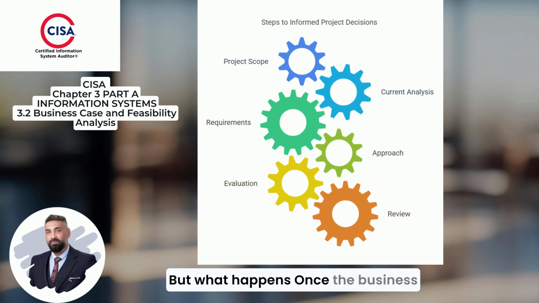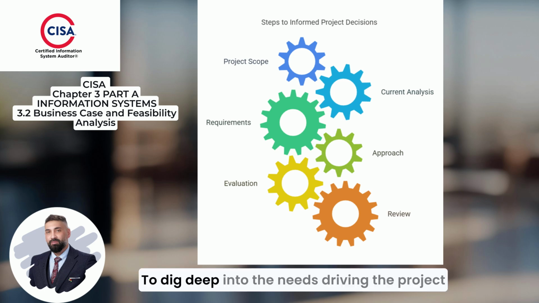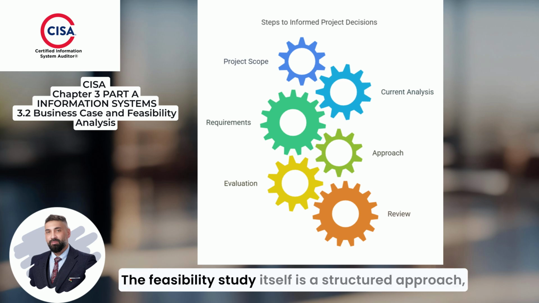But what happens once the business case earns the green light? The next phase zooms in on specifics. This is where feasibility analysis takes center stage. The goal? To dig deep into the needs driving the project and evaluate the possible ways to address them. This process helps identify whether the problem can be solved effectively within the constraints of budget, timelines, and strategic goals. The feasibility study itself is a structured approach, typically broken down into 6 critical elements.